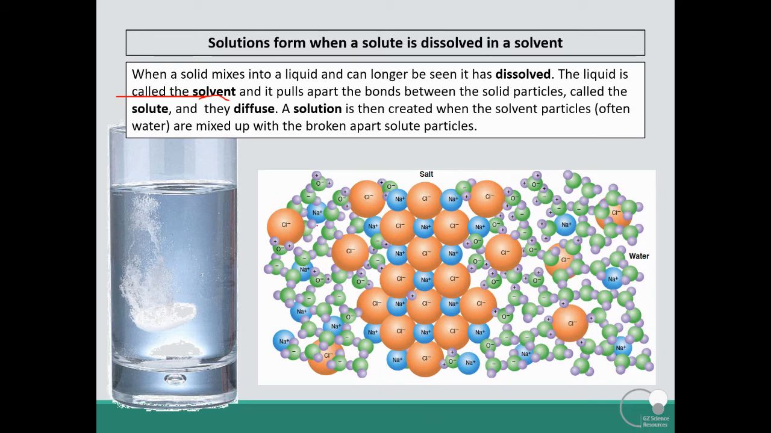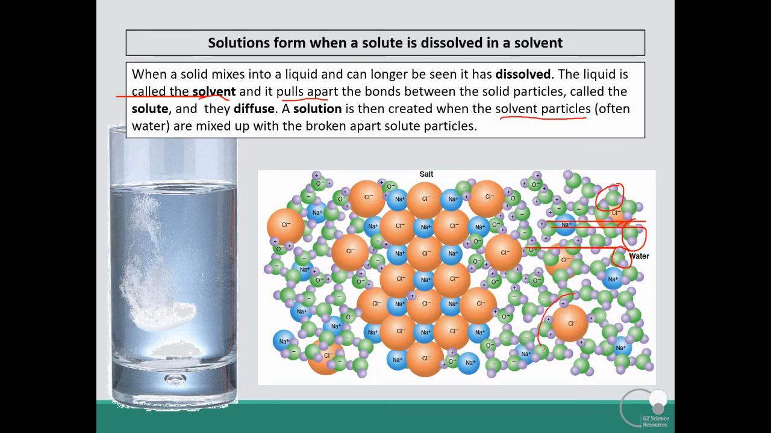So when an ionic compound dissolves, the ions get pulled apart. The bonds get broken and they diffuse. That means they separate in the solution. And the solvent particles, in this case the water particles, so that's the water molecules. And in this picture, these are the little water molecules here. Water molecules: 1 oxygen, 2 hydrogens.